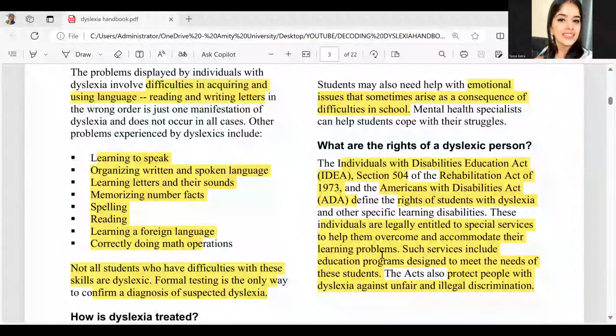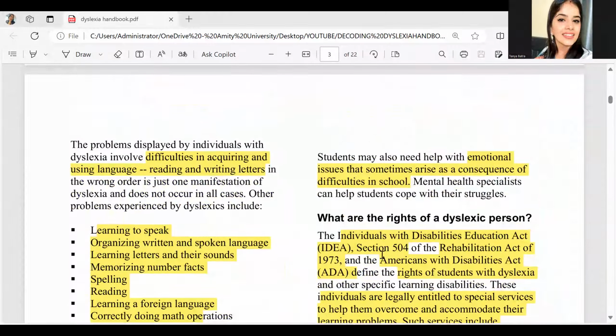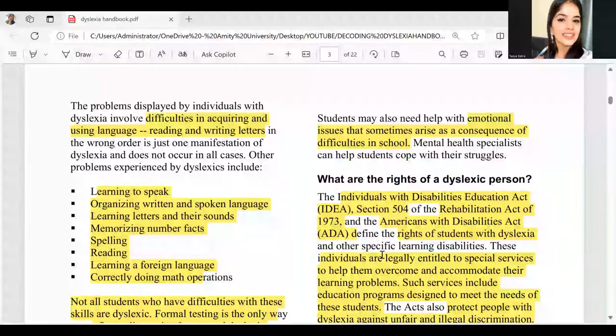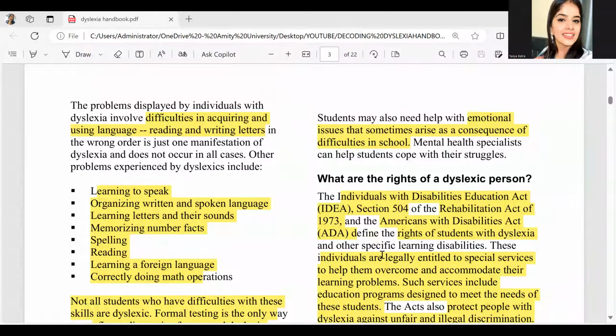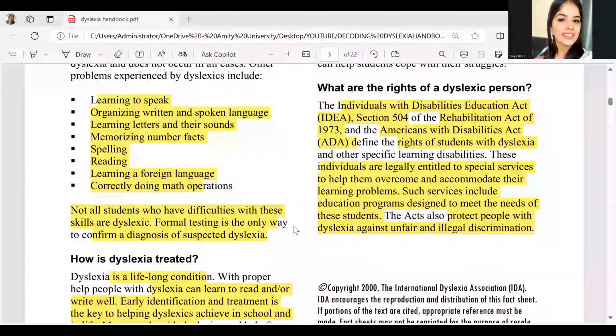Now, the problems displayed by individuals having dyslexia involve difficulty in acquiring and using language, reading or writing. They also face difficulty in learning to speak in a systematic way, learning to express their needs, and expressing their concepts and understanding. Difficulty in organizing written and spoken language, difficulty in learning letters and sounds, difficulty in memorizing number facts, difficulty in spelling, reading, learning a foreign language, or difficulty in correctly doing math operations.